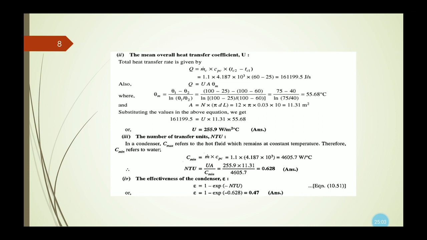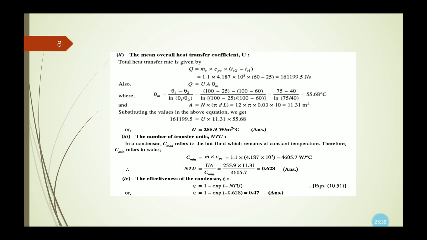And lastly, we need to calculate the effectiveness of the condenser, that is epsilon. So the effectiveness of the condenser, considering the cases that we have discussed earlier, epsilon is equal to 1 minus e to the power minus NTU. Now the value of the NTU we have calculated just now, 0.628. So the effectiveness of the condenser is coming as 0.47.